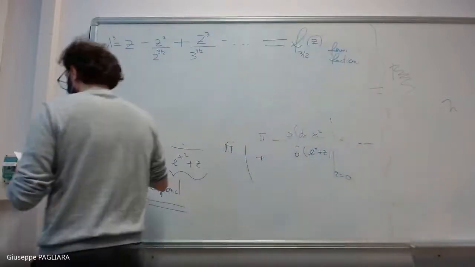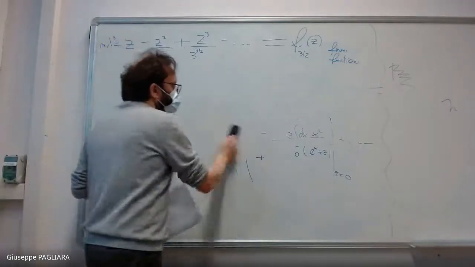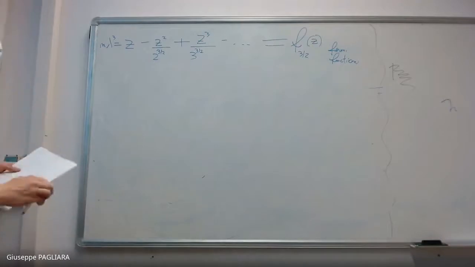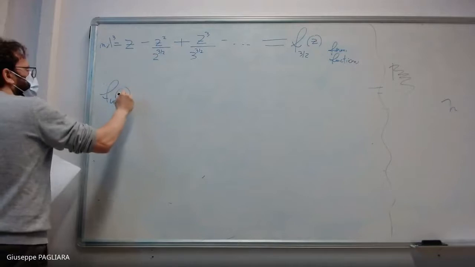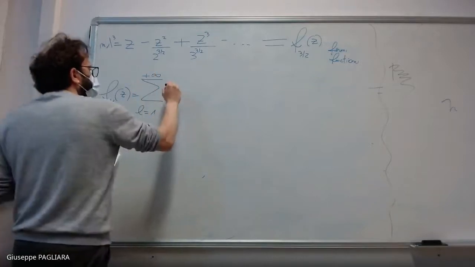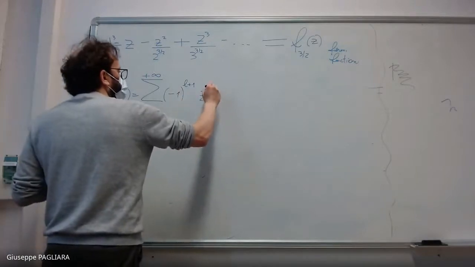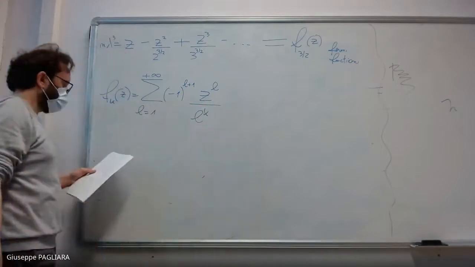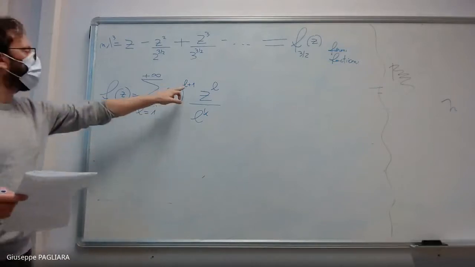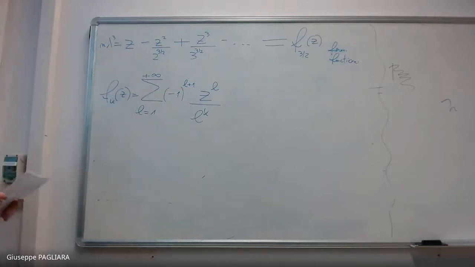Similar to the Bose function, which just adds an additional minus 1 to the power of l that corrects the result obtained in this case. So f_k of z is equal to the sum from l equal 1 to plus infinity of minus 1 to the l plus 1, z to the power of l, over l to the power of k. So differently from the Bose function, here you have a minus 1 to the l plus 1, which is correct because for l equal 1, I get plus.